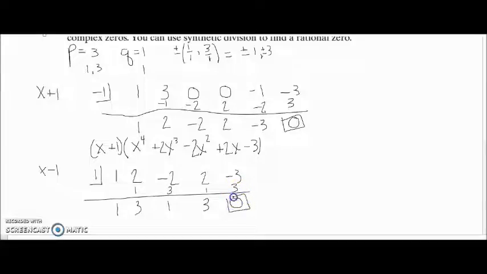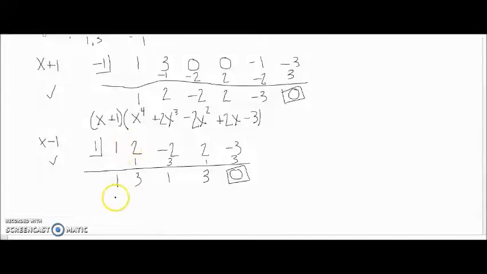So once again, we found another root. That was 1. So what are we left with? We're left with x now, instead of to the fourth power, this is to the third power, plus 3x squared plus x plus 3. And we know that this is multiplied by x minus 1. But it's also still multiplied by x plus 1.